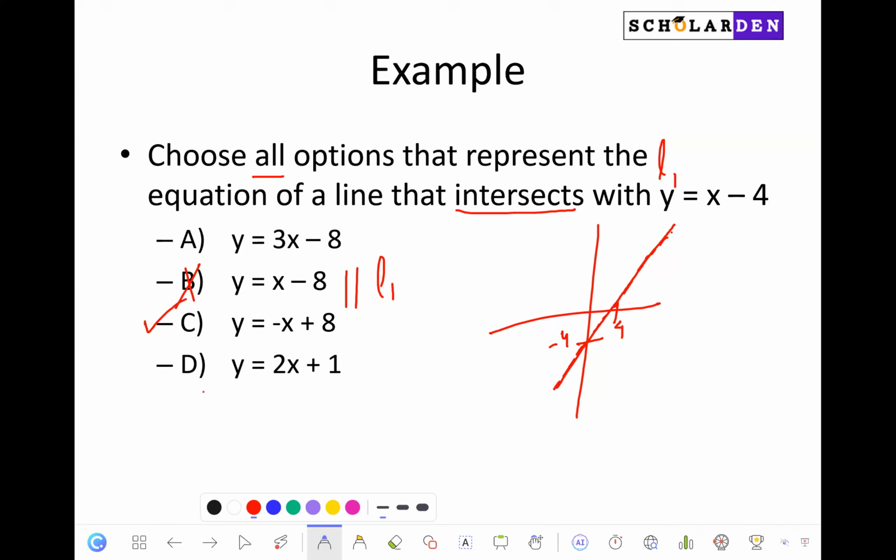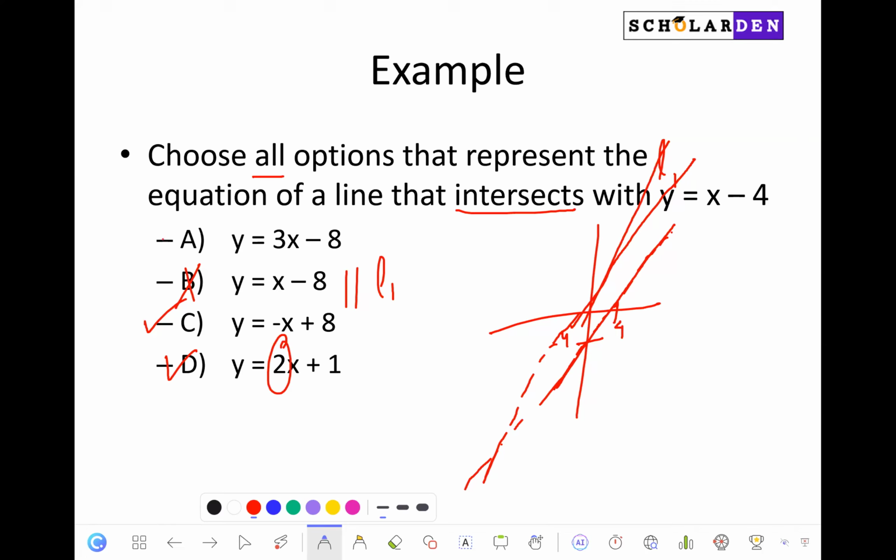Over here we have another line, y is equal to 2x plus 1. This is going to intersect with our line somewhere. If we look at y is equal to 2x plus 1, it's going to go somewhere over here, or maybe something like this. But if we extend it back further, it's going to intersect with our line somewhere because the slope is different. So this is also a valid option.